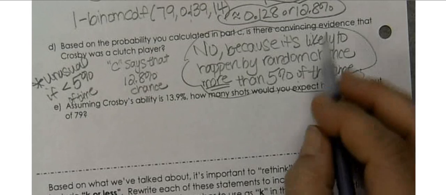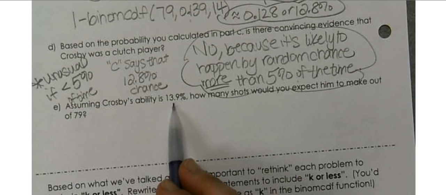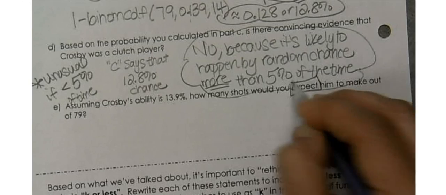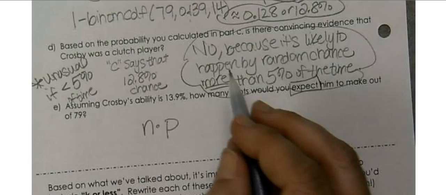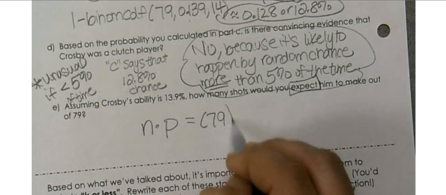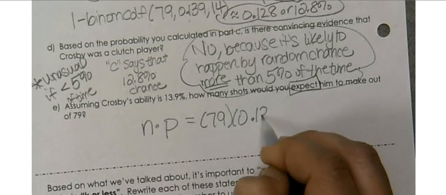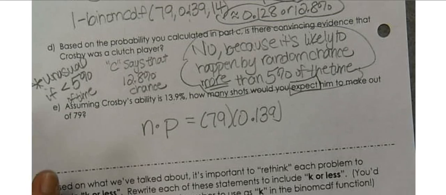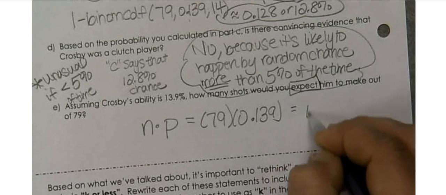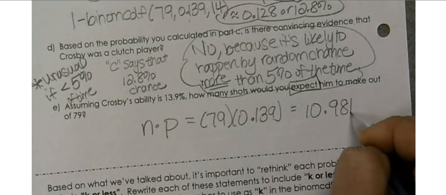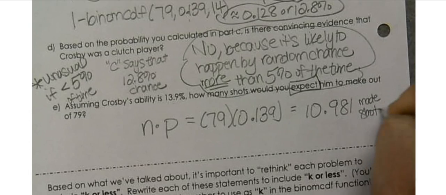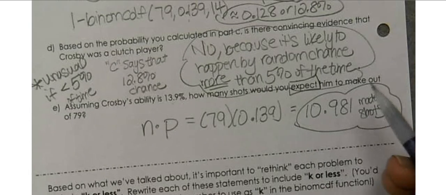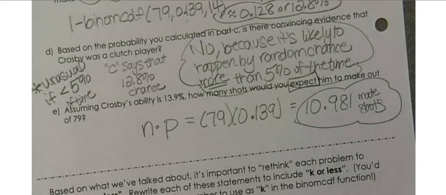So again, E says, let's assume that same ability. How many shots would you expect him to make? Well, remember, expected value is N times P. So we would take 79 times 0.139. And if you take 79 times 0.139, we end up getting 10.981. So we would expect 10.981 made shots out of those 79. Okay.